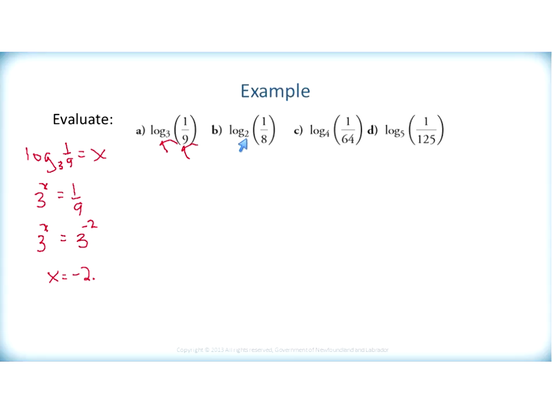So I know that 2 to the power of negative 3 will give me 1/8. So therefore, this expression would be negative 3. Let's just test it. We have that set equal to x. So 2 to the x would equal 1/8. 2 to the x would equal 2 to the negative 3. And of course, x would equal negative 3. In our next one, the value to be evaluated would be negative 3 as well. And this one would also be negative 3.